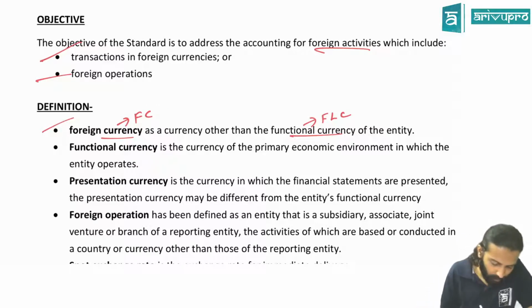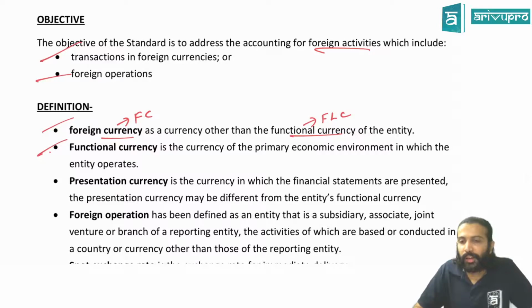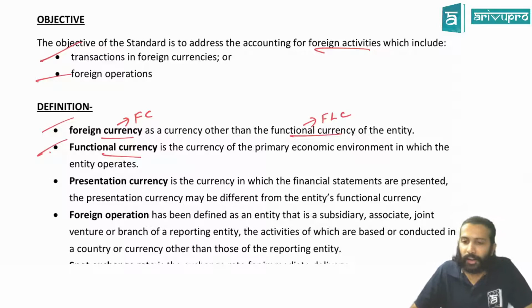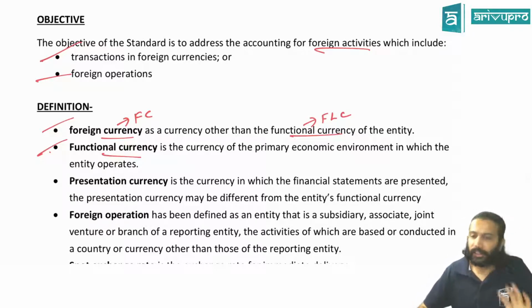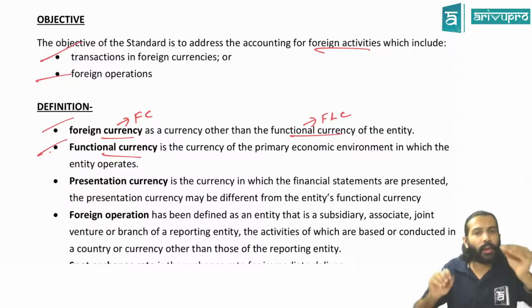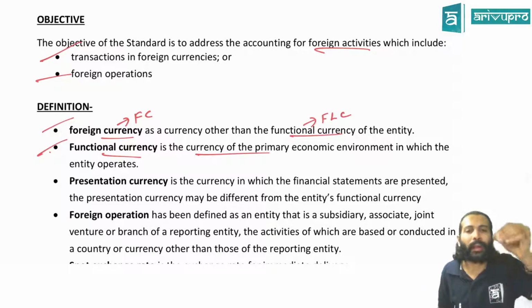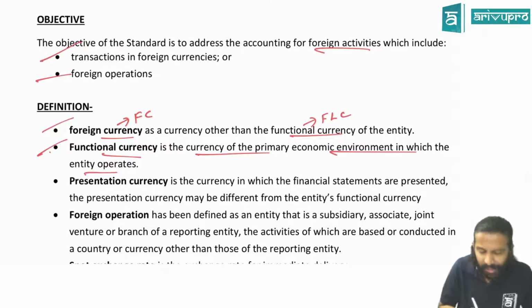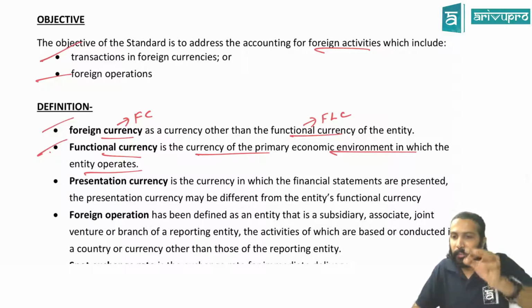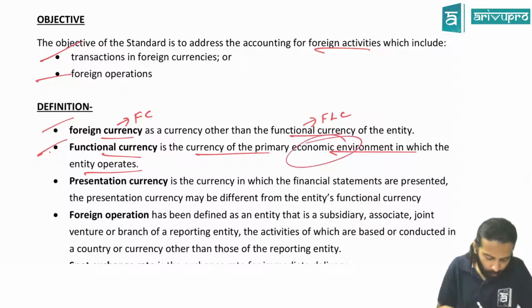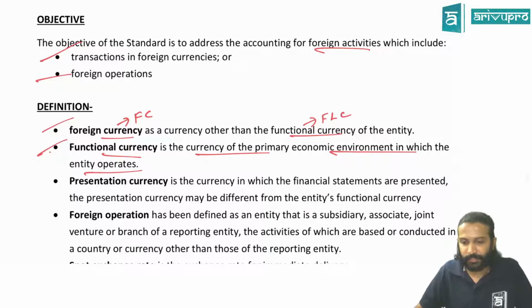Now the most important one: functional currency. What do we mean by functional currency? I'll tell you the actual definition and then I'll simplify it for you. Functional currency is the currency of the primary economic environment in which the entity operates. Remember this phrase: it's the currency of the primary economic environment in which the entity operates.